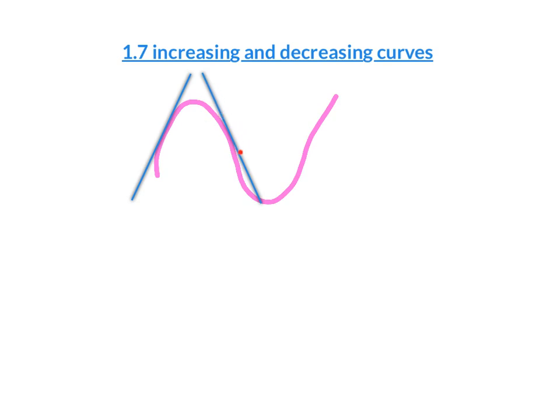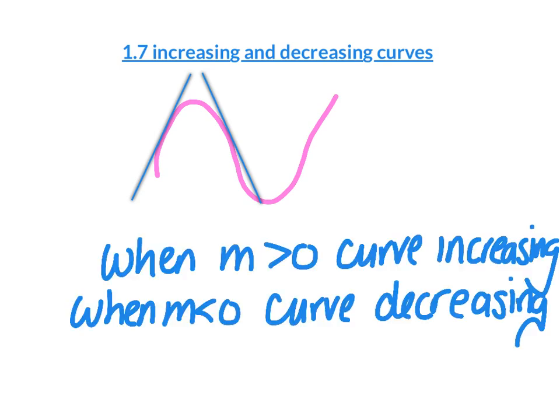So all I need to do here is differentiate to get an expression for the gradient, substitute in the value of the point that I'm trying to find, work out the gradient. If the gradient's positive, I know the curve is increasing. If it's negative, I know that it's decreasing. As always, I'm going to need to remember to justify my conclusion by comparing it to what I know. So if m is greater than 0, the curve is increasing. If m is less than 0, the curve is decreasing.